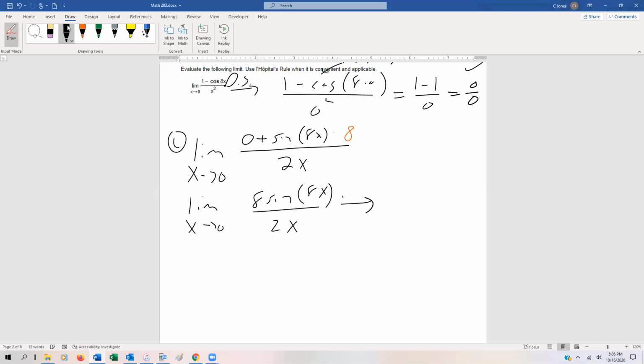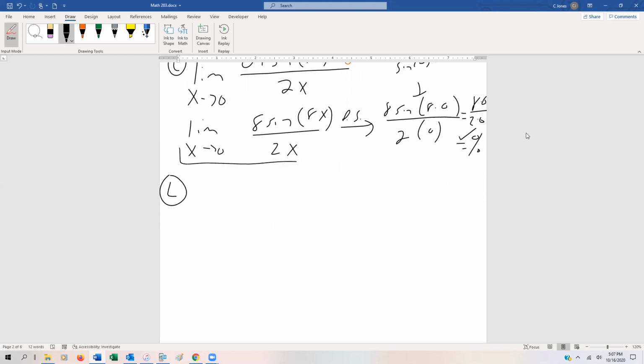We're going to try direct substitution, and that's going to yield 8 sine of 8 times 0 divided by 2 times 0. And what does that work out to be? Well, this is sine of 0, and we know sine of 0 is 0. So we get 8 times 0 divided by 2 times 0, which is going to be 0 over 0, which once again is an indeterminate form. So as long as we keep getting indeterminate forms, we can go ahead and use L'Hopital's rule again.